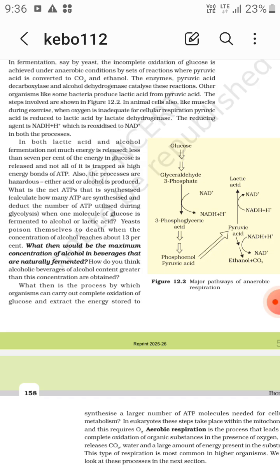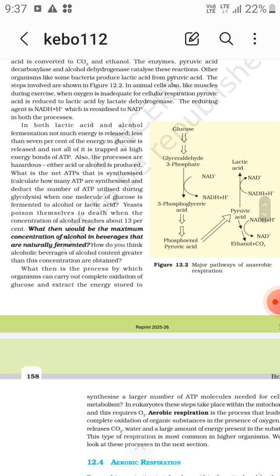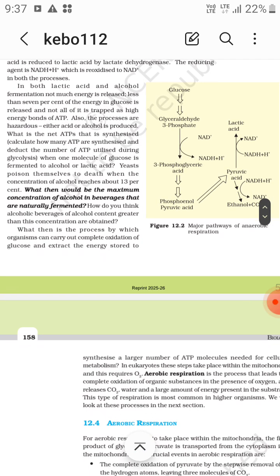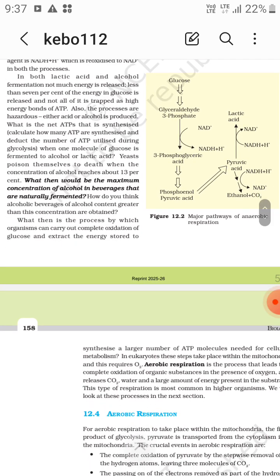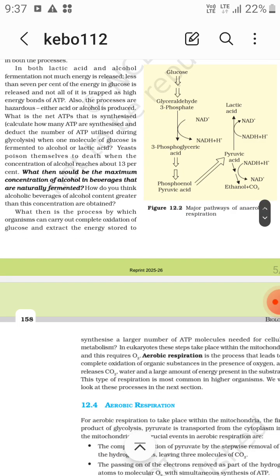Now yeast poison themselves to death when the concentration of alcohol reaches about 30%. What then would be the maximum concentration of alcohol in beverages that are naturally fermented? How do you think alcoholic beverages that contain greater than these concentrations are obtained?